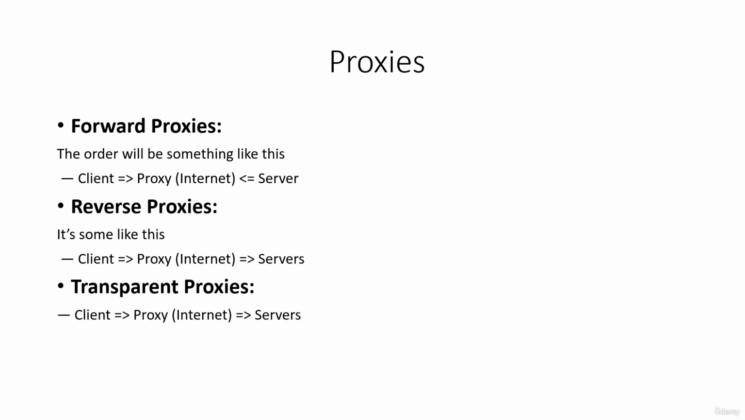Reverse proxy. This is used to hide the network architecture behind it and to distribute traffic load across servers. The communication is made to the proxy instead of the servers, and then the same proxy handles the request, and the order is something like this. Transparent proxies. This kind of proxy does not modify any information and needs no client configuration. This is commonly used by ISPs for faster responses.